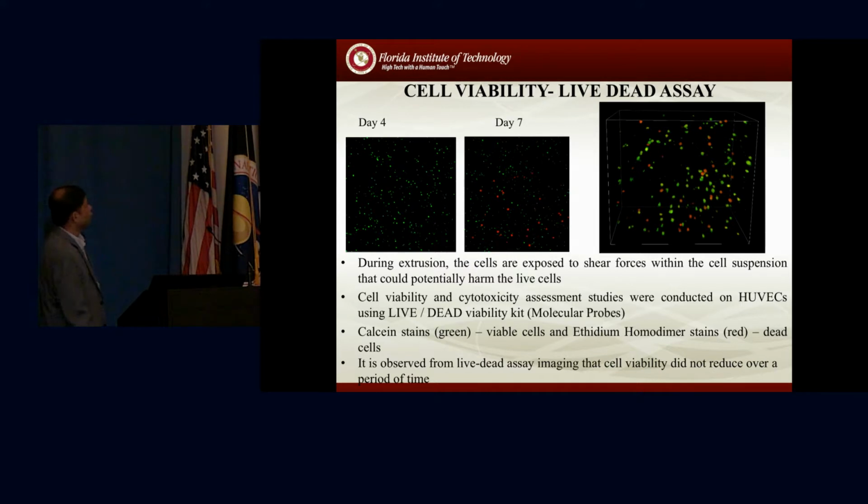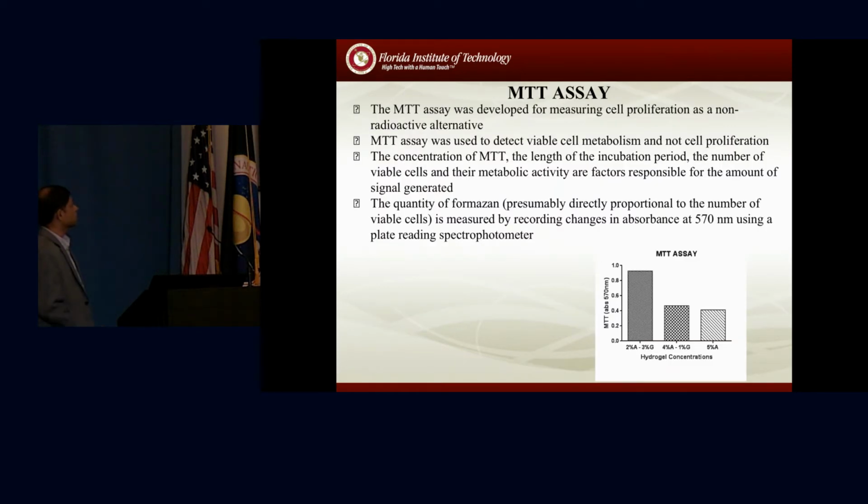Right now we have looked at 7 days, and you can see images of day 4 and day 7 using a standard calcein and ethidium homodimer live dead assay. And this shows that after 7 days we have nice, still healthy green cells in our bioprinted constructs.